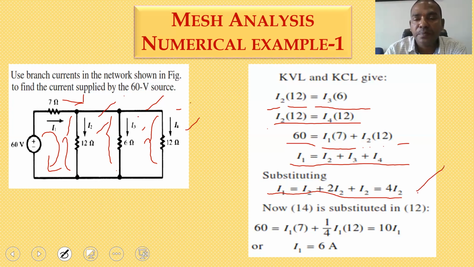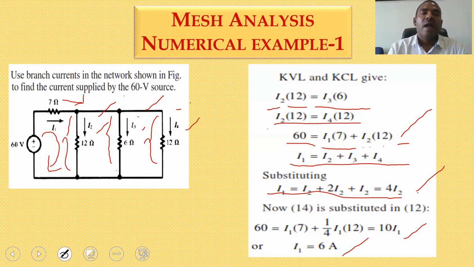4 times I2. Now by substituting this in the equation, you can get 60 is equal to 7I1 plus I2 replaced as I1 by 4 into 12. So finally you can get 10 times I1, then I1 is equal to 6 amperes. So like this you have to go for Kirchhoff's voltage law or Kirchhoff's current law with the help of calculation of responses in a particular branch.